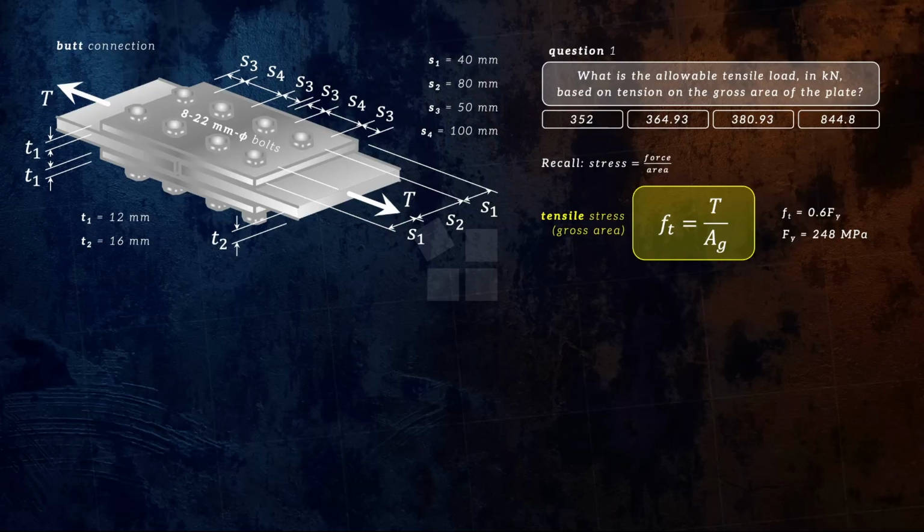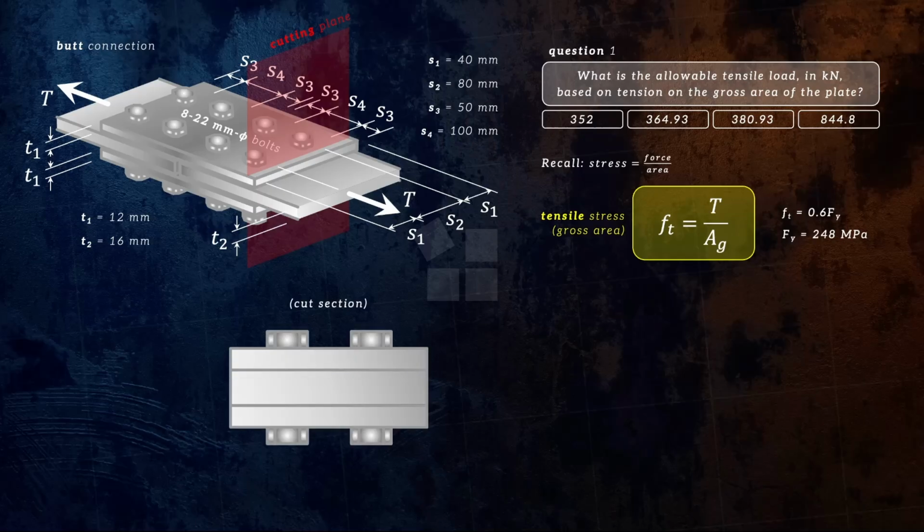To better visualize the gross area, let us introduce a cutting plane that will cut specifically on this part of our connection. If we consider the cut section, it will look something like this. Clearly, we can see 3 plates, but what we must consider is the critical among these 3. If you consider the top plate, you also need to consider the bottom plate, because these 2 plates will simultaneously resist the tensile force T.